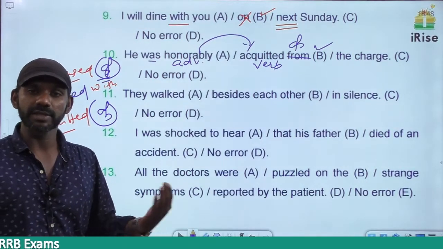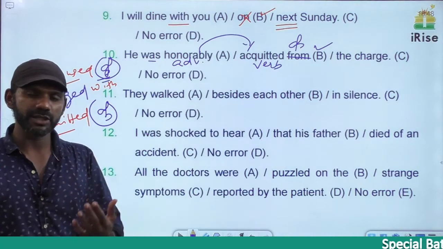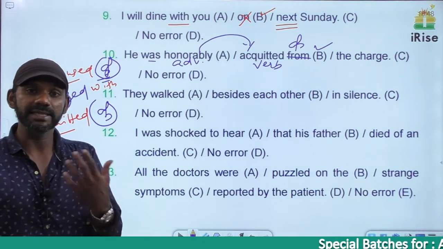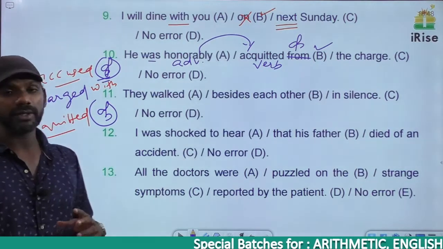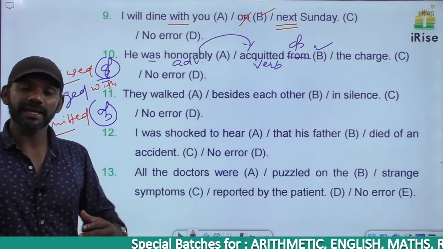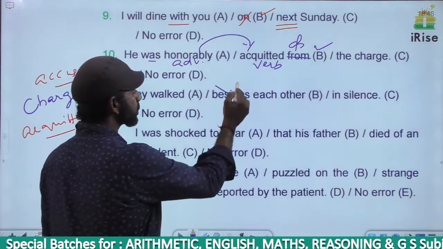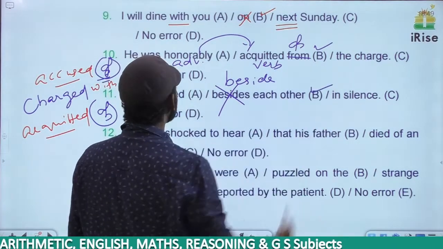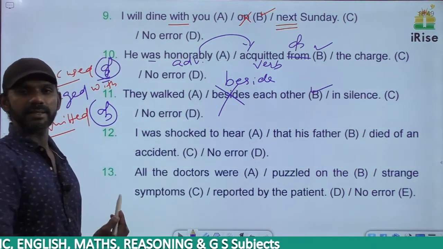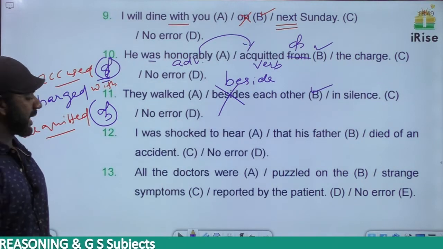Beside means next to, nearby, adjacent to, by side of. Besides means in addition to, apart from, other than, in support of, as well as, etc. They cannot walk in addition to each other. They can walk next to each other. So in this sentence, it should not be besides. It must be beside. They walked beside each other in silence. The next one.